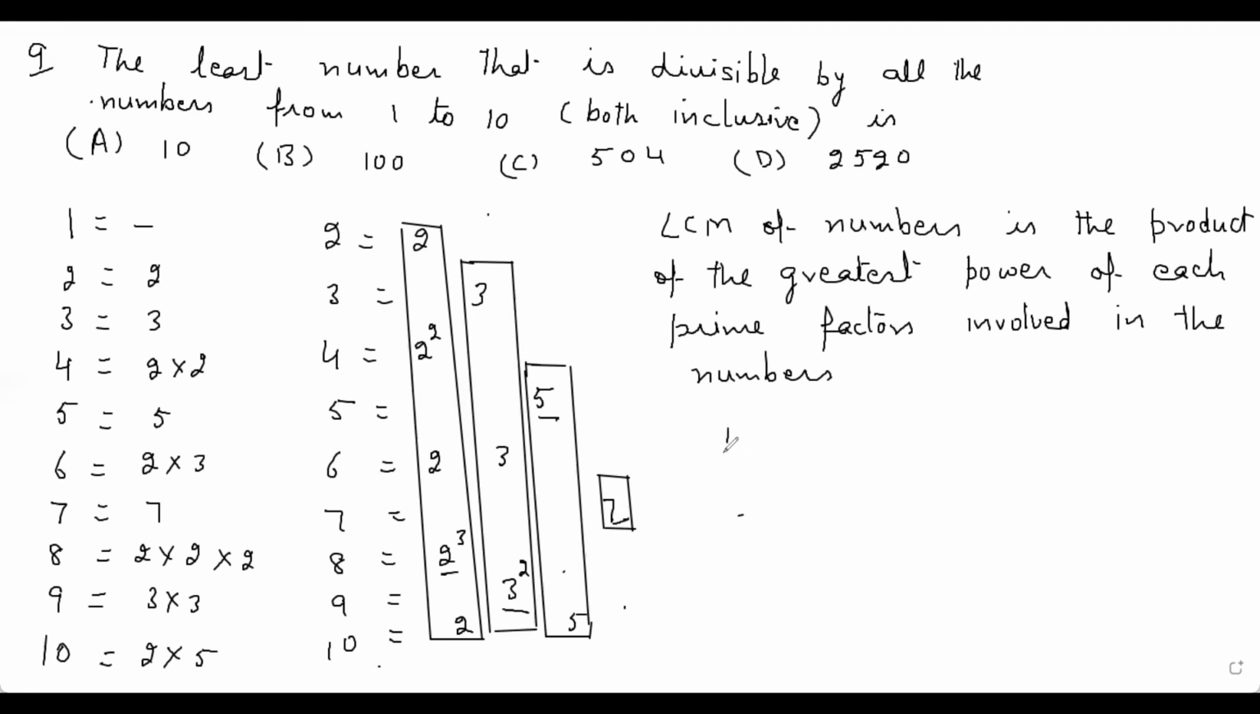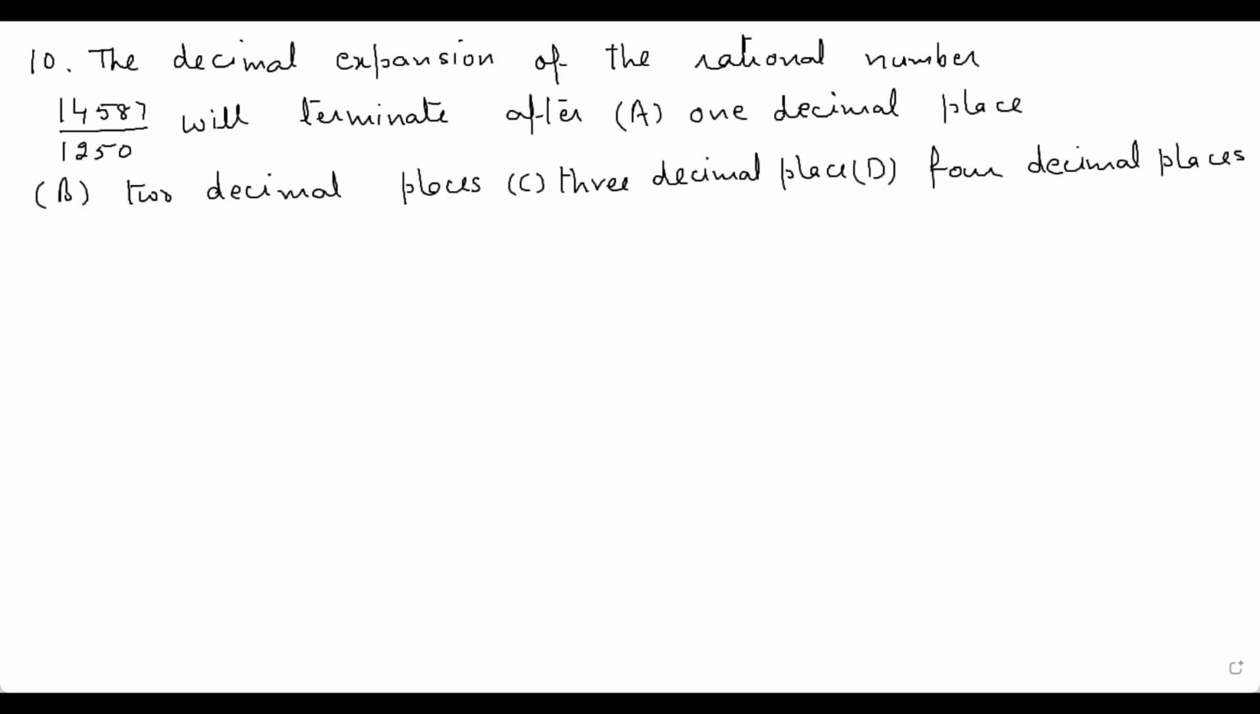So the LCM of the numbers will come out to be 2 raised to power 3 into 3 raised to power 2 into 5 into 7. If I multiply it, you will have 2520. This is the least number that is divisible by all the numbers from 1 to 10. You can divide it by 1, 2, 3, 4, 5, 6, 7, 8, 9, and 10. You can check it.